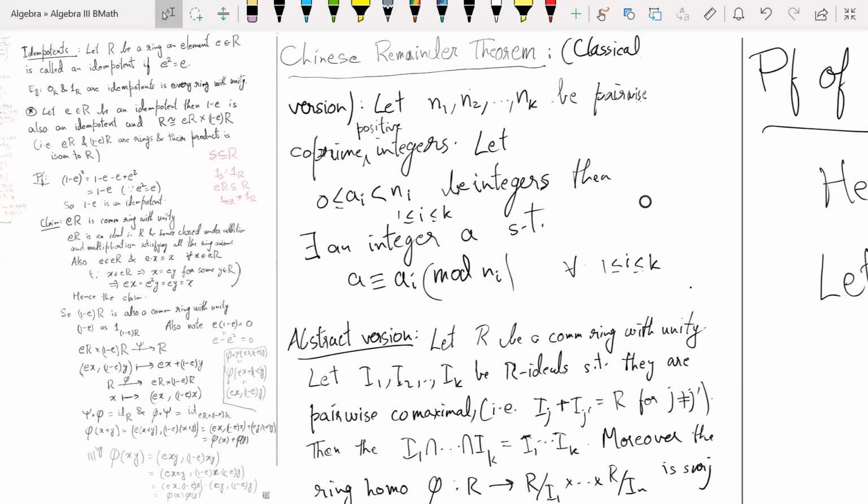So let n1 to nk be pairwise coprime positive integers. So the GCD of ni and nj is 1 if i is different from j, and let ai be some numbers between 0 and ni. You should think of ai as remainders when you try to divide by ni. And then there exists an integer a such that a is congruent to ai mod ni. So this is called the Chinese remainder theorem.